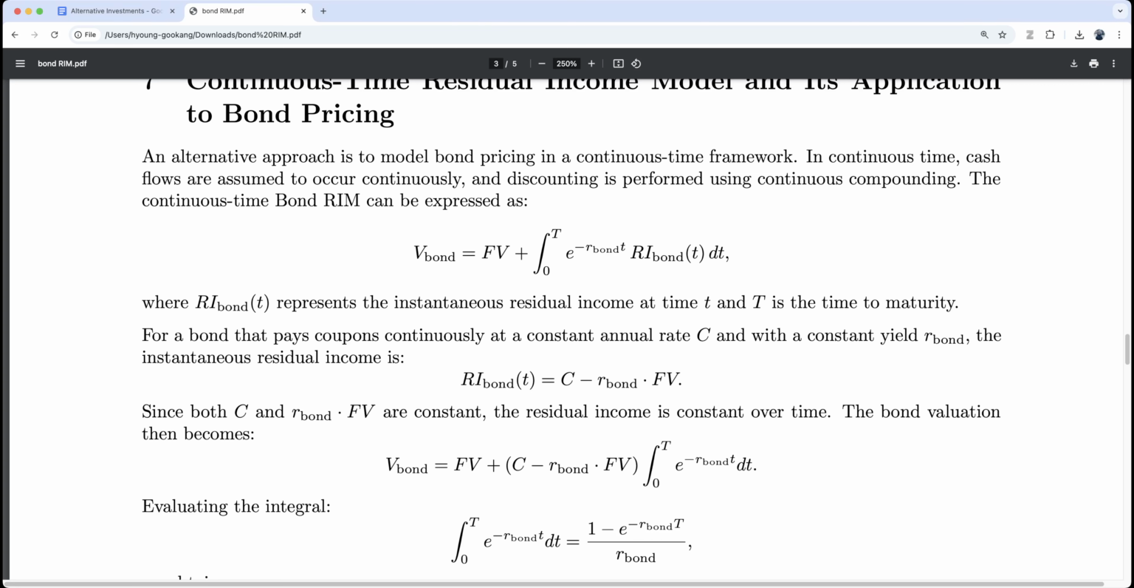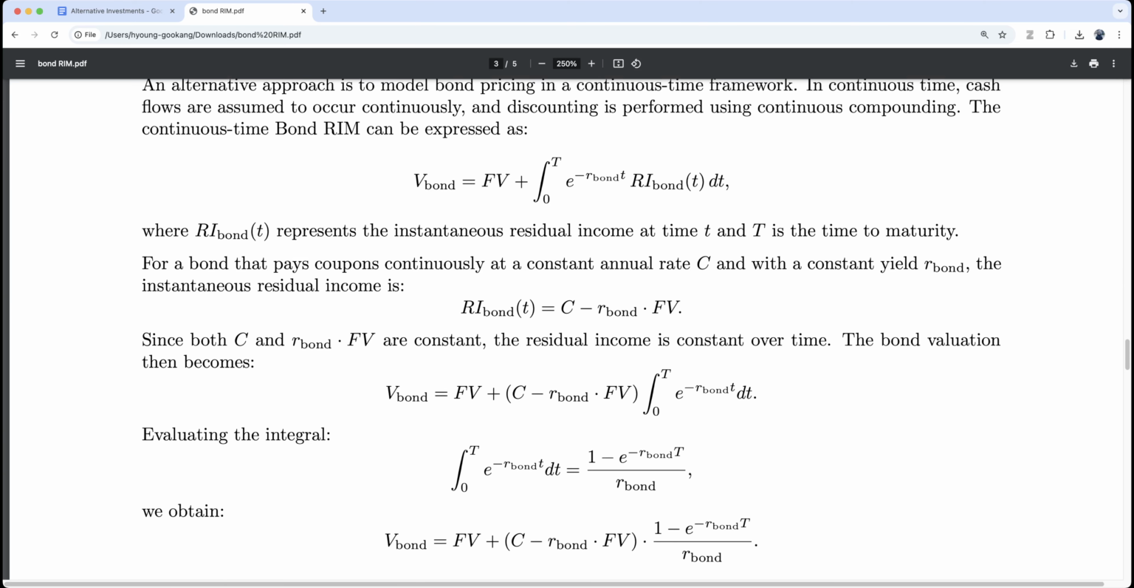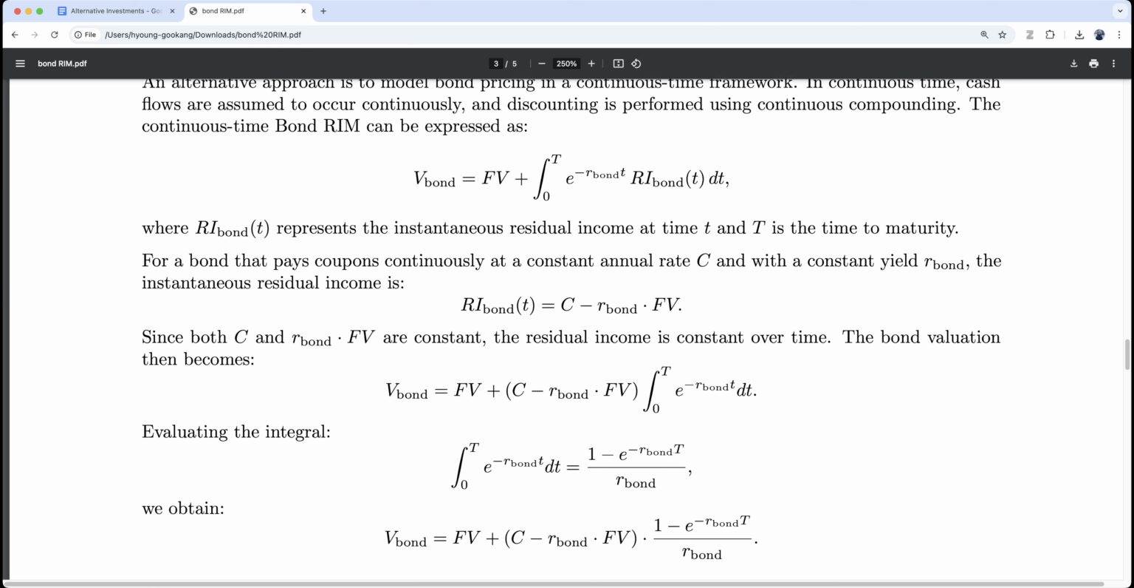Since both C and r_bond FV are constant, the residual income is constant over time. The bond value doesn't have to be like that; here we make a simplifying assumption.